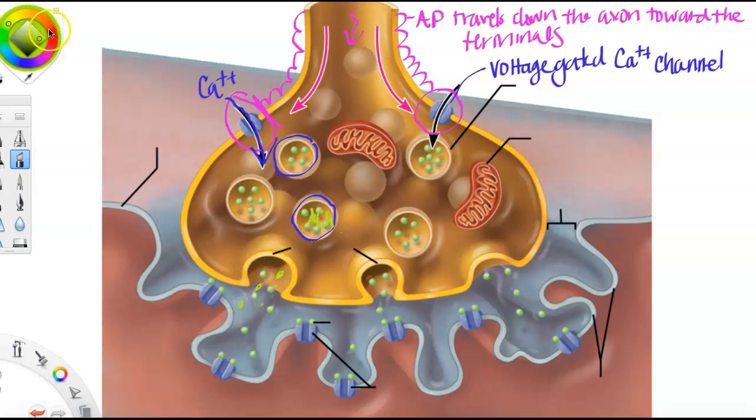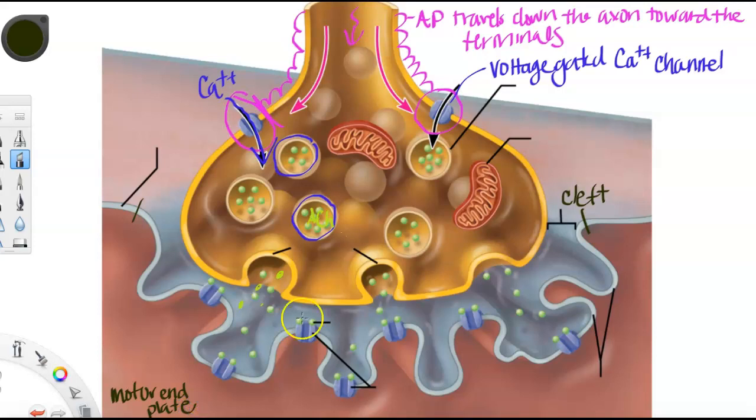So remember, this area here is the cleft, because again, the neuron does not touch the muscle cell. And this area from here to here is the motor end plate. That's, of course, just where the neuron is connecting down to the muscle cell.